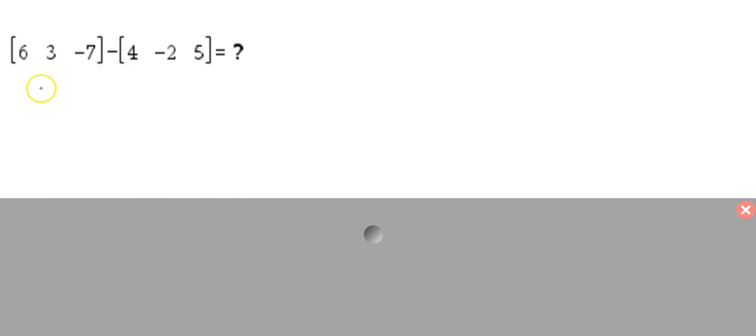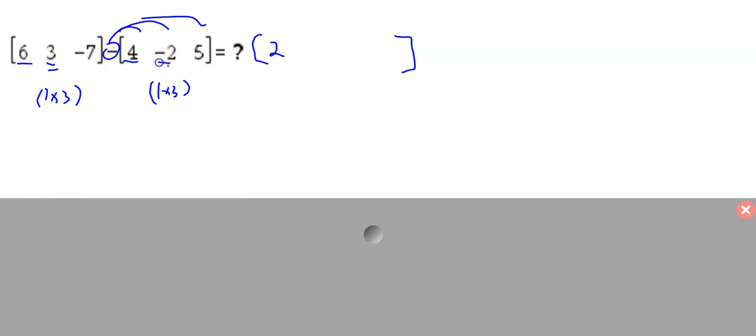So let's see, this one would be a 1 by 3 matrix, and this one is also 1 by 3. To add or subtract matrices, you have to have the same dimensions. You just take the first item in the first matrix, so it'd be 6 minus 4, which is 2. Again, we're subtracting everything, so don't forget that. 3 is the second term, so that'd be 3 minus negative 2, which is 3 plus 2, which is 5. And then negative 7 is the third term, so it'd be negative 7 minus 5, which is negative 12.